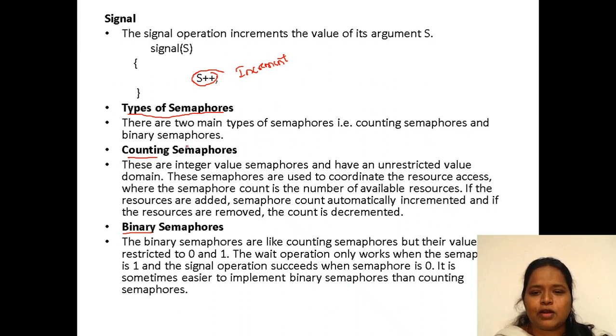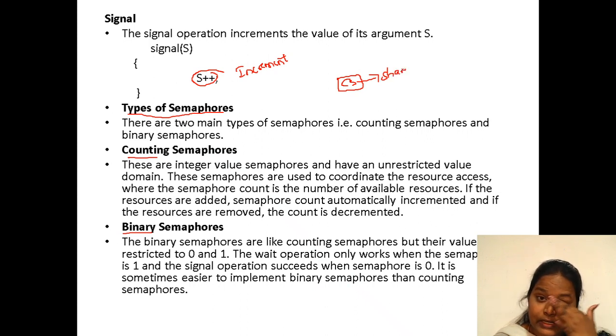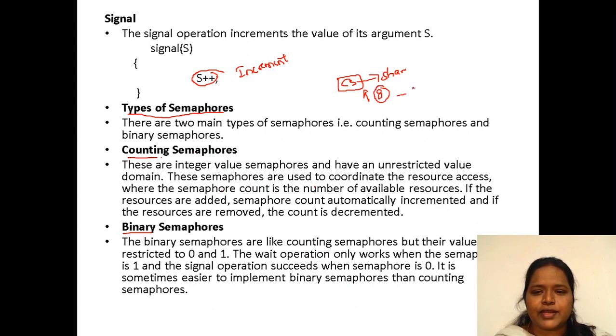What do we mean by a counting semaphore? What do we place in the critical section? We place the shared resources in the critical section, is it not? When we talk about the counting semaphore, the semaphore count is the number of available resources, fine. So how many resources are available? Suppose 8 is the number of available resources. Then the counting semaphore is 8.